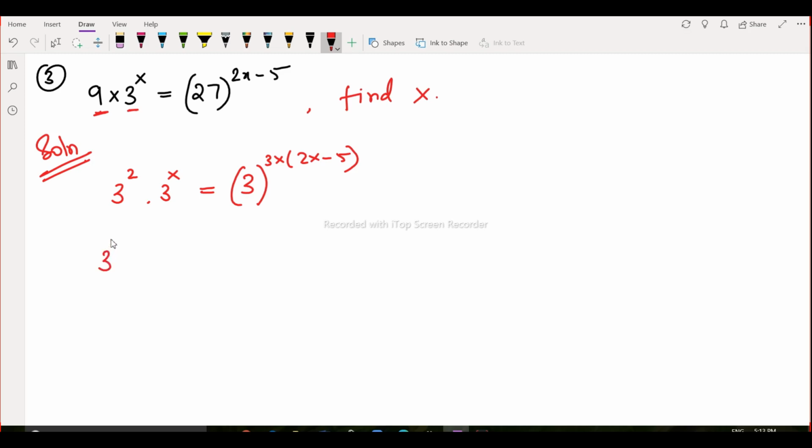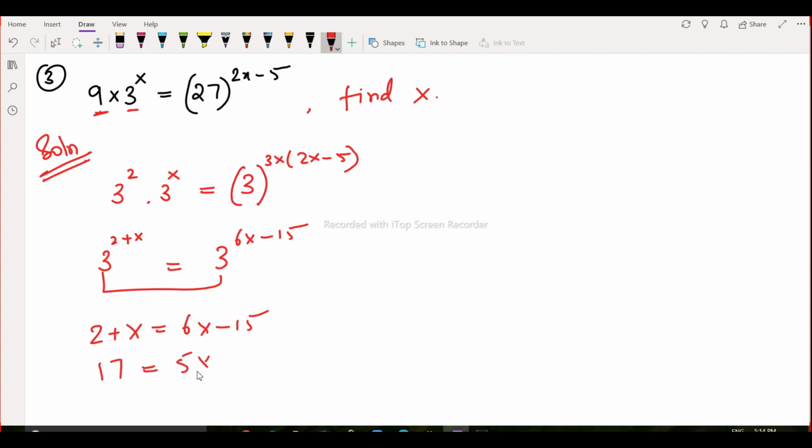So this becomes 3 raised to 2 plus x, equal to 3 raised to 3 into 2x minus 5, that is 6x minus 15. Both the bases are the same, so you can compare the powers. So 2 plus x is equal to 6x minus 15. So we have 15 plus 2, which is 17, equal to 5x. So x is equal to 17 by 5.